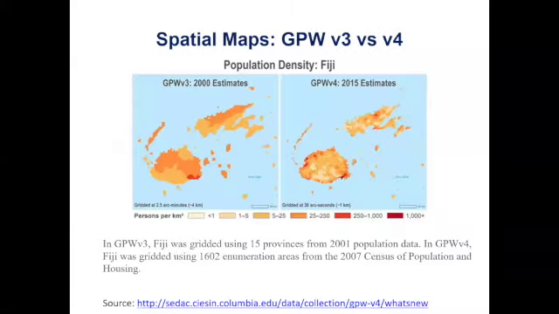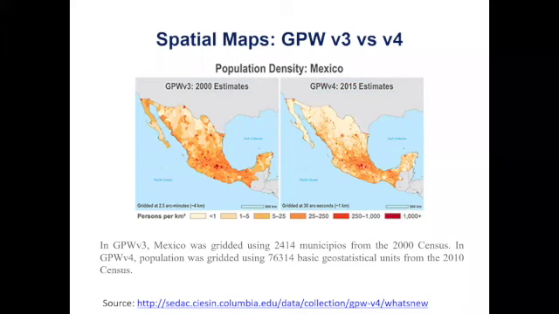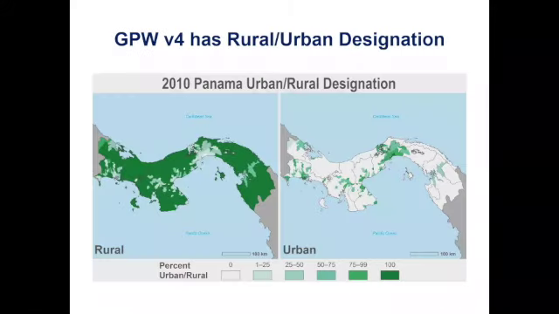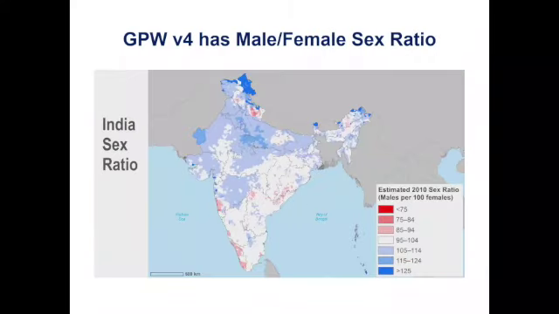So you can see the comparison between version 3 and version 4. As years progress, the resolution has become finer. Data has been very rich. Here is a comparison of Fiji estimates. You also have population density of Mexico. And you can download the population density for any country in the world for that matter. You could also get urban-rural designation. You can get the male-female sex ratio for any country in the world.